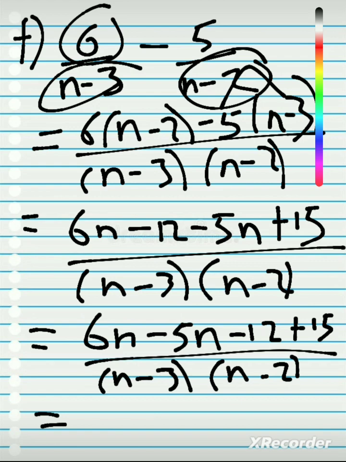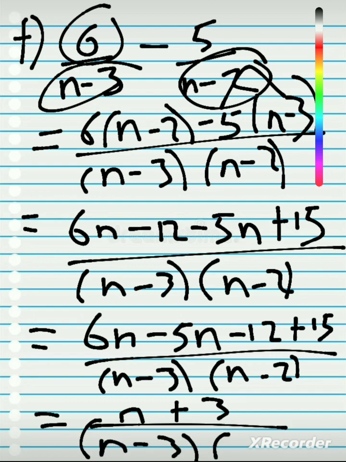So 6n minus 5n, it's n. Negative 12 plus 15 is plus 3 over n minus 3, n minus 2. If this was a minus, like if it was n minus 3, you could have cancelled it with this, but it's not. So we leave it there as n plus 3 over n minus 3, n minus 2.